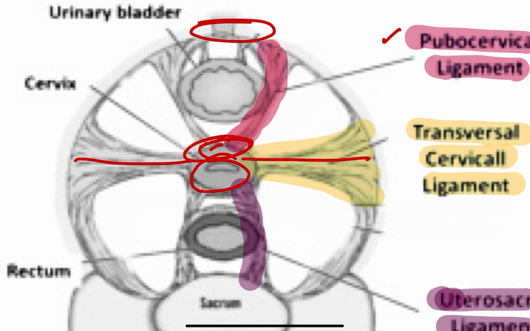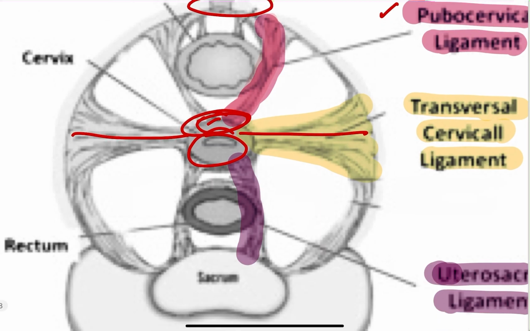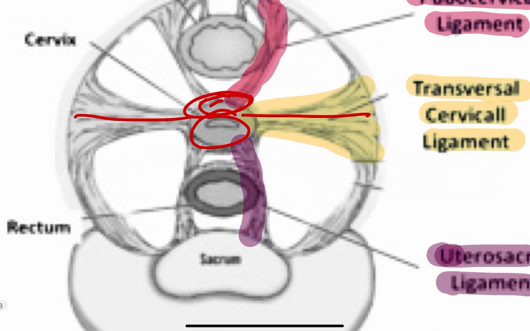So this is the uterus and this part is the cervix. On either side of the cervix, transversely, a ligament is present, which is called the transverse cervical ligament. It is present on either side of the cervix and is transversely situated, therefore it is called the transverse cervical ligament.